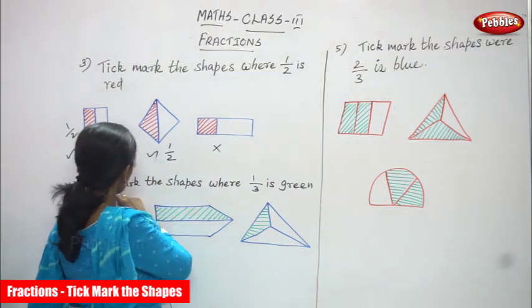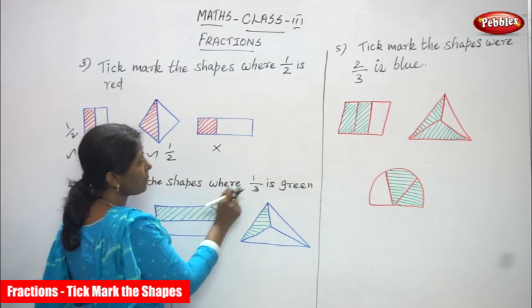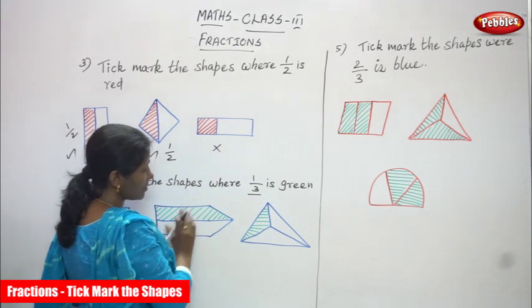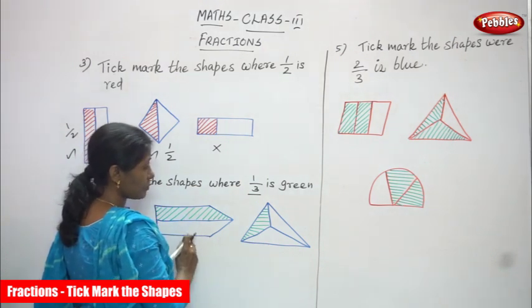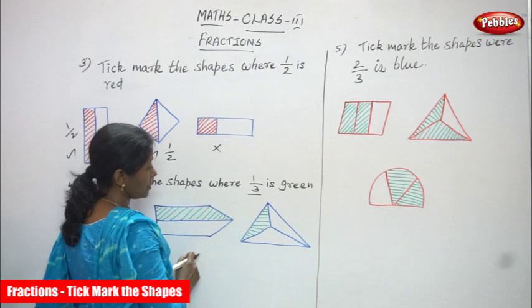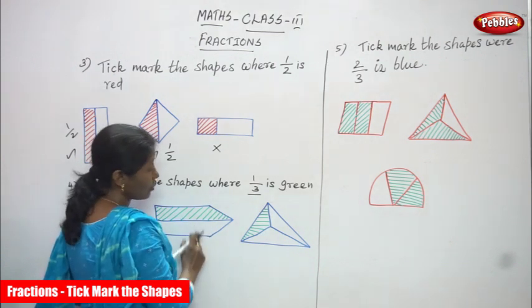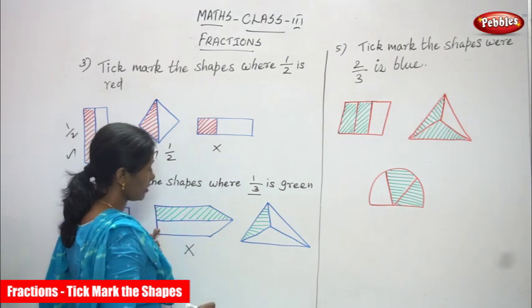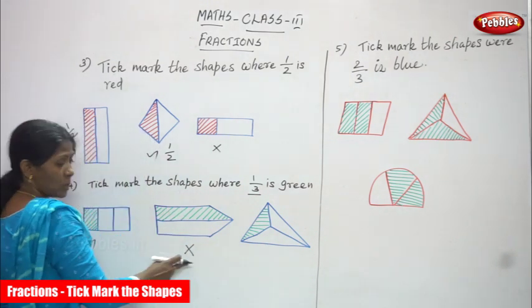But what they said is, tick mark the shapes where 1 by 3 is green. 1 by 3 is green. So I have to make this diagram into three parts, but I've drawn the diagram with only two parts, so it does not come under this category, so I put a wrong mark.